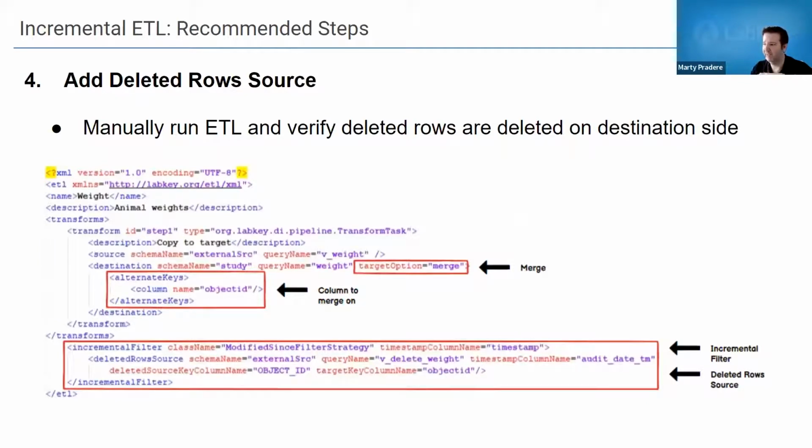In add the deleted rows source. You can see here as part of your filter strategy there's a different query that we're using here. This group is actually using a view, and they're doing a little bit of transformations to align their columns with the columns on the LabKey side, in a view on their external server.